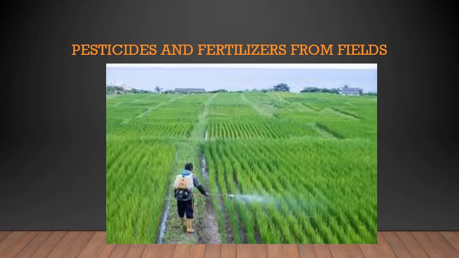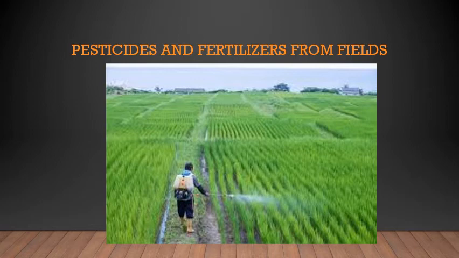Next is pesticides and fertilizers from fields. What happens with these pesticides and fertilizers is that they seep in. The pesticides and fertilizers are usually used for the better growth and better yield of the plants, so that the plants are not affected by other animals like worms and germs. So we use pesticides and fertilizers. These fertilizers are nothing but chemicals. They are very harmful chemicals which seep into the ground and pollute the groundwater.